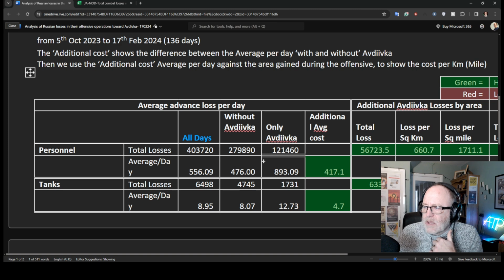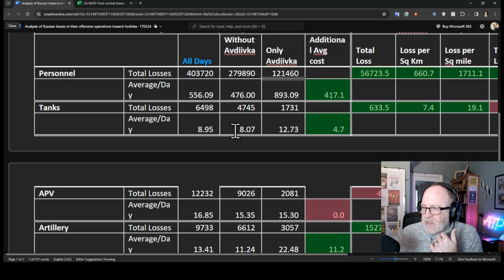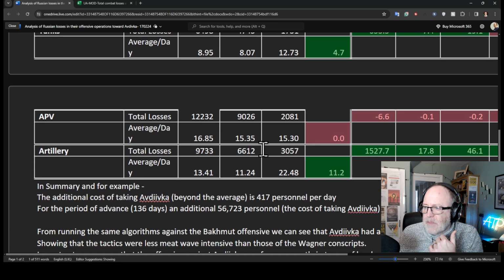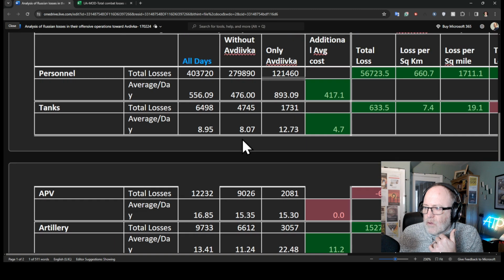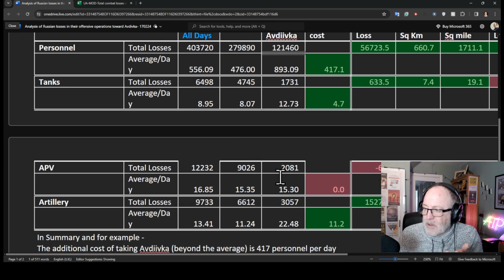Now, when it comes to vehicles, the green says that is above average. So with vehicles, the daily average was 8.07 without Avdiivka, 12.73 with Avdiivka. So losing another 4 per day on average. And then APVs, 15.35, moving to 15.3. So actually pretty much the same, interestingly.